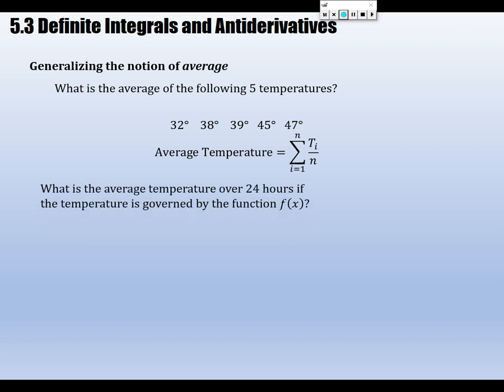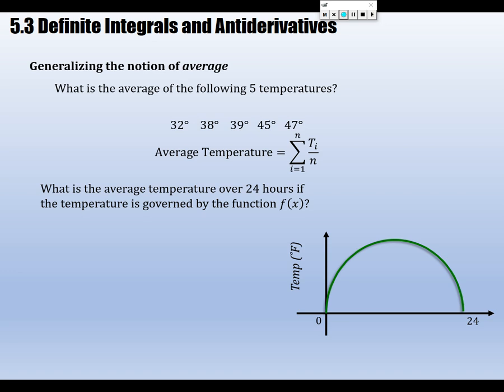What about the average temperature over 24 hours if it's governed by the function f of x, and f of x is some smooth curve? Valid question, first of all. Don't you agree? The temperature changes in a continuous manner throughout the day. How do we calculate the average temperature throughout the day? Suddenly, we're a little bit stymied, right?